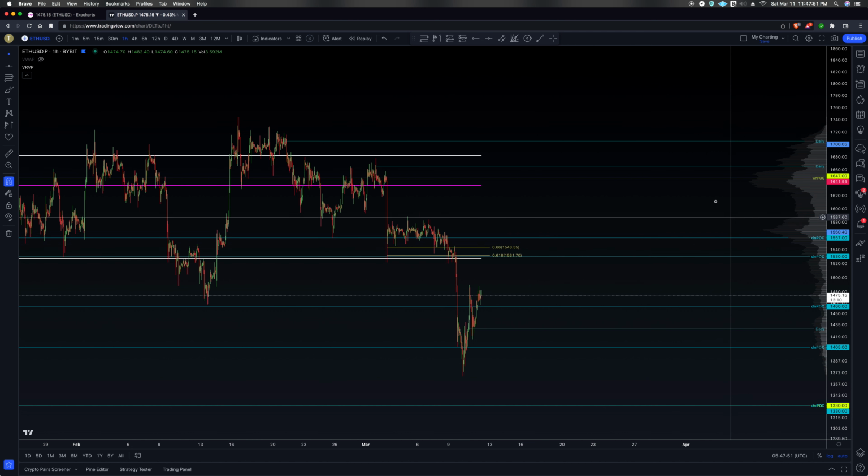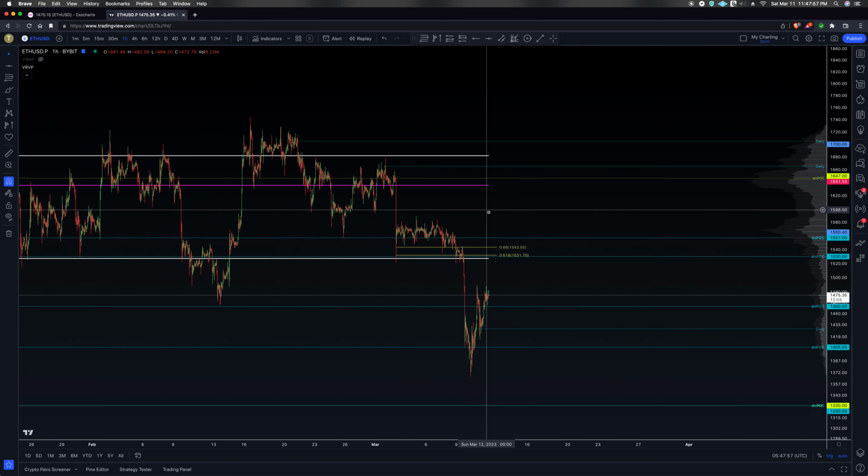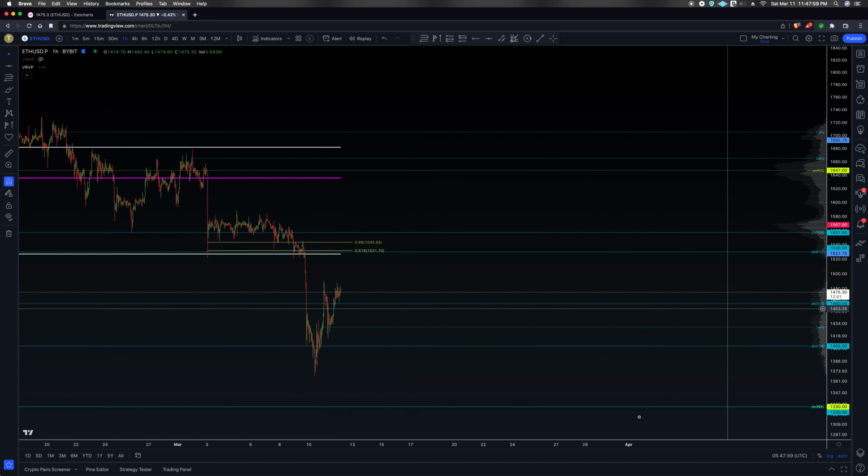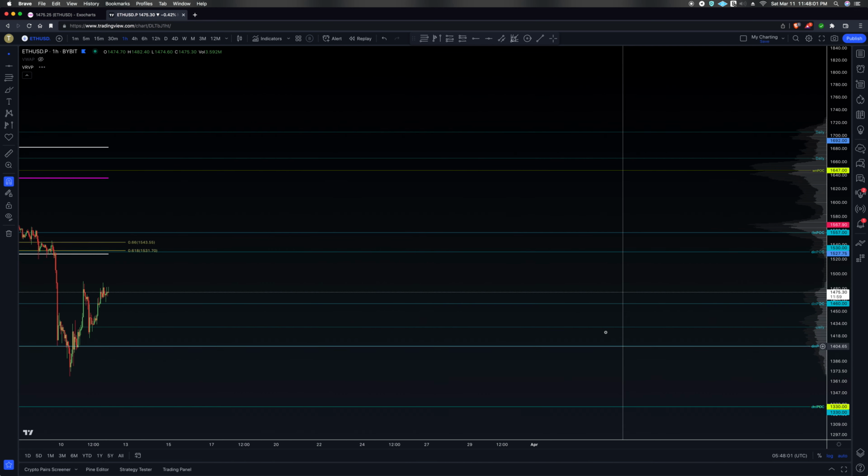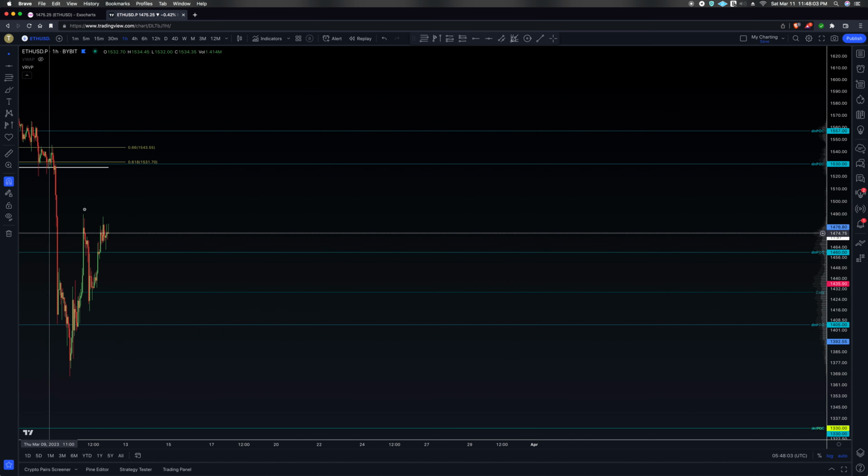So this is really nice because this is a daily naked point of control. This is a 618 Champions channel. It's also the value area low. It's a strong confluence for a trade. For a short trade, we'll be coming to this range. And so this is the one I'll be looking at actually.